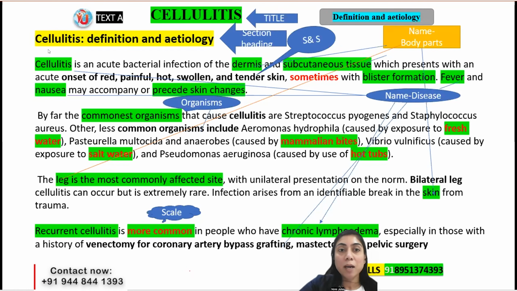Then the second paragraph is about the organisms. There are many organisms, no need to underline all the organisms. So as we know, this is the organism. Then there is something given in the brackets, so we can mark mammalian bites, hot bites, salt water or fresh water. Then the third paragraph is about the commonly affected area, the leg. Then the last paragraph here, recurrent cellulitis, and this is a scale, more common. And here is a disease condition, chronic lymphedema, and it's especially something else also. So we can mark that one.